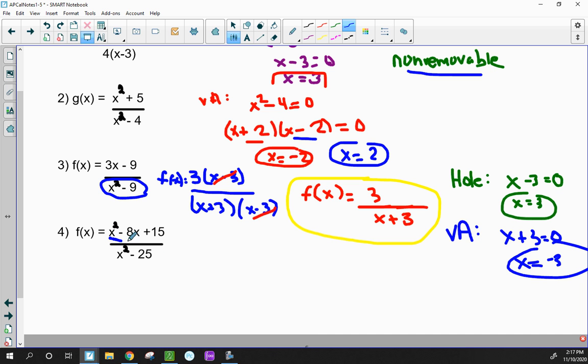And the same thing for number 4. You would notice this is a trinomial. You would factor it, and then you would factor the bottom in DOS form. Number 4 is going to be similar to number 3. Work that out in your notes and see what you come up with.